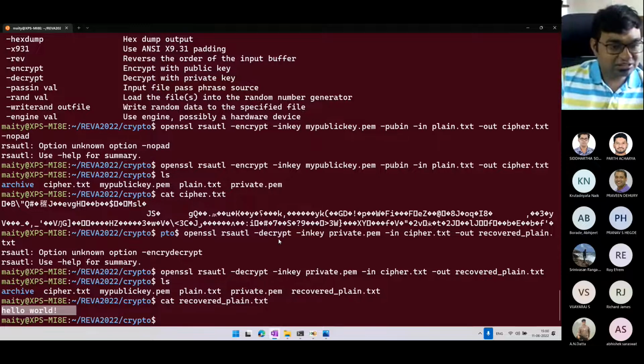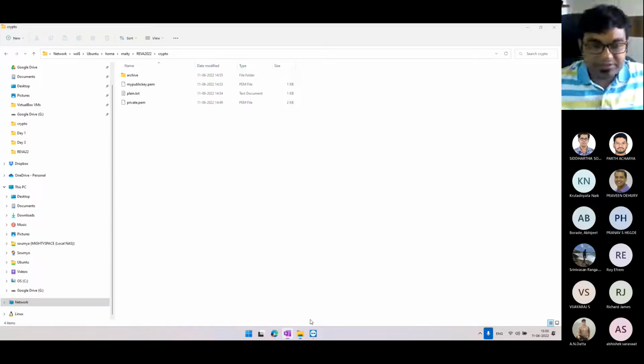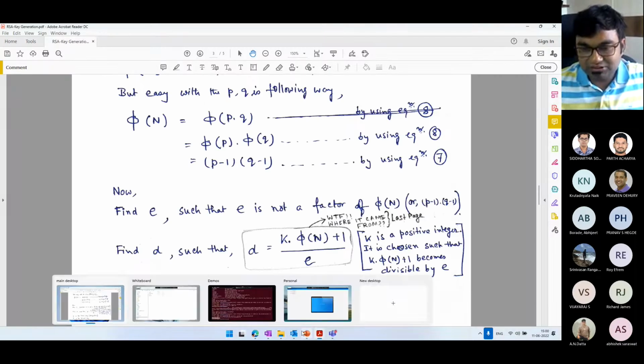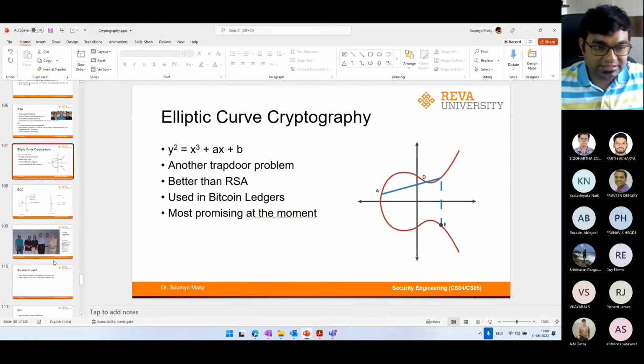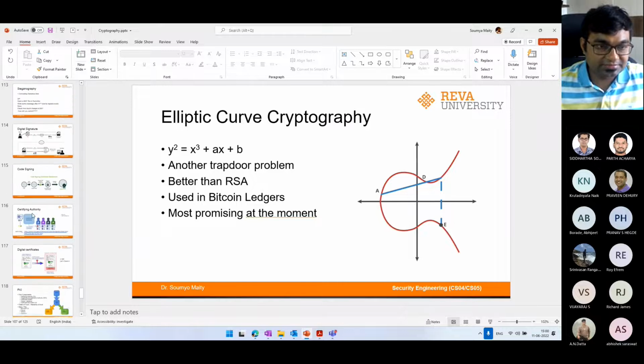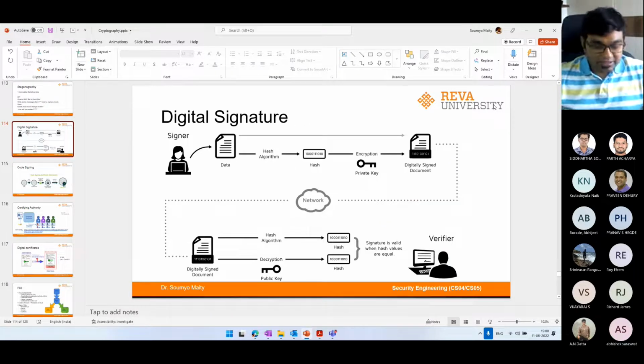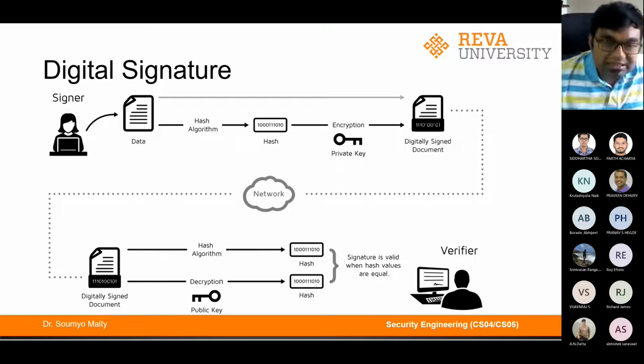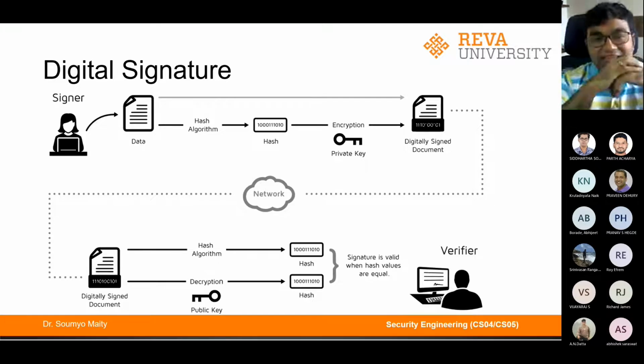Now let us come to other things. Now we know hash. Now we know how to encrypt and decrypt. Now we will learn something else, which is called digital signature and digital certificate. What does it say? Digital signature is hash and then encrypt the hash with the private key.